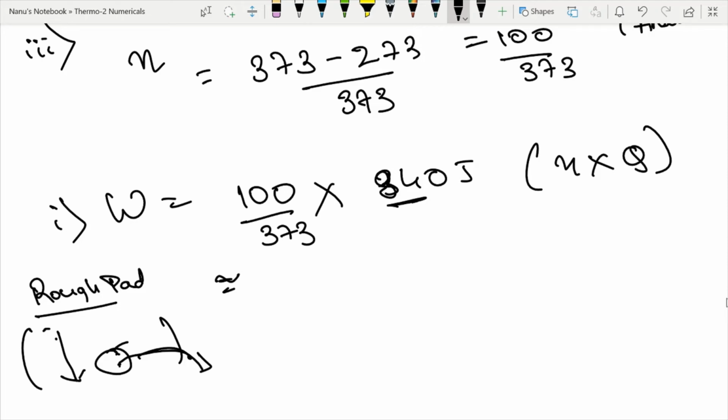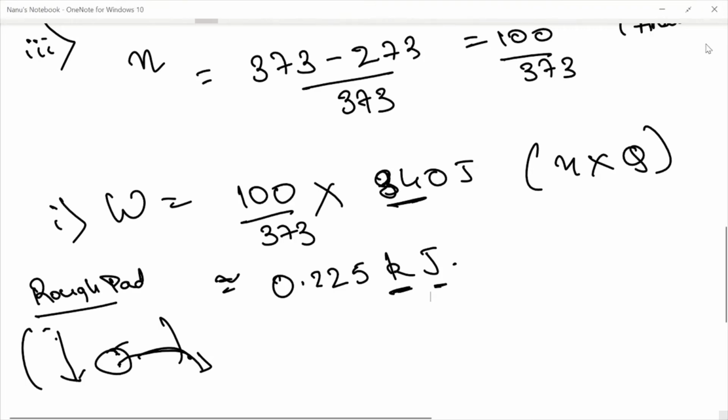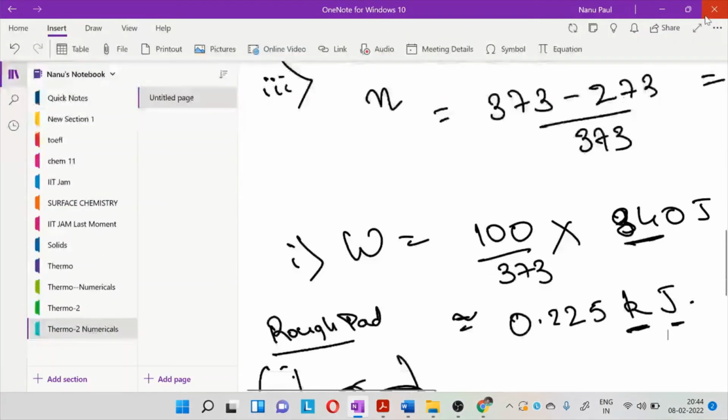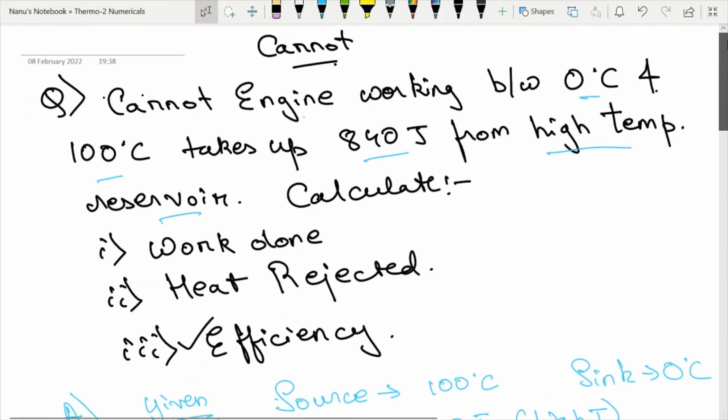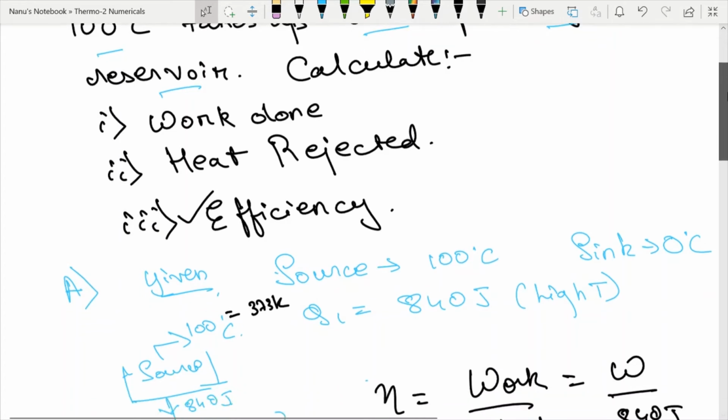So this will come to around 0.225 kilojoules. Remember this, kilojoules, it's not in joules, the answer is given in kilojoules. So this was in joules. Do it and check whether it's coming or not, and let me know. Or I'll just do it for you right now, but the video will go a bit long. Maybe you can comment in the comment box if the answer is not coming, but I think it should come.